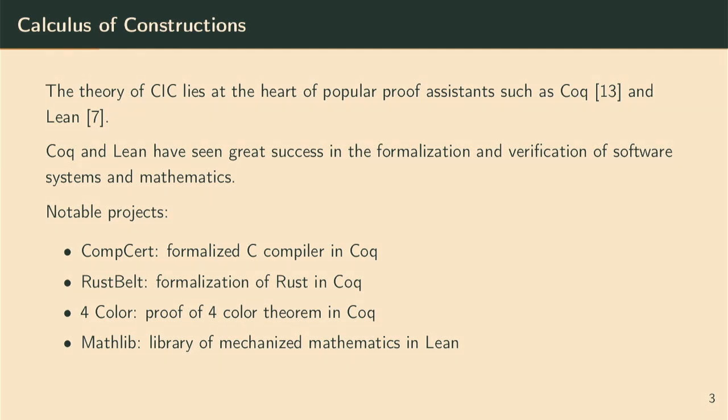Okay, so the theory of CIC lies at the heart of popular proof assistants, such as Coq and Lean. Coq and Lean have seen great success in the formalization and verification of software systems and mathematics. Some of the most famous projects off the top of my head are CompCert, a formalized C compiler written in Coq, the RustBelt formalization of Rust inside of Coq. This is where all of the Iris framework actually originated from. And we have the four-color theorem proof in Coq, and this is where the MathComp library of mathematics inside of Coq originated from, to prove the four-color theorem. And we have MathLib, which is a huge library of mechanized mathematics inside of Lean.